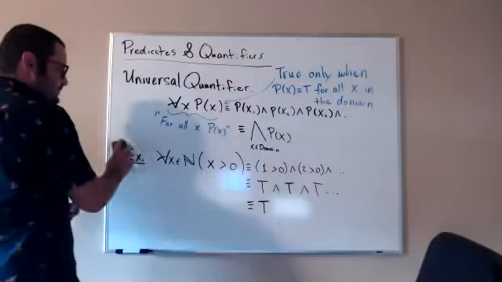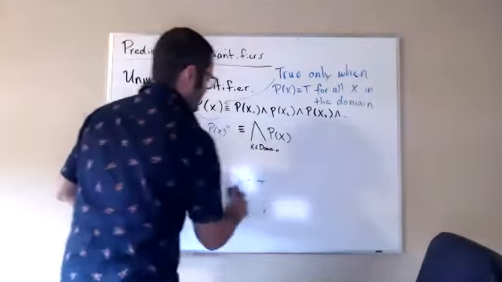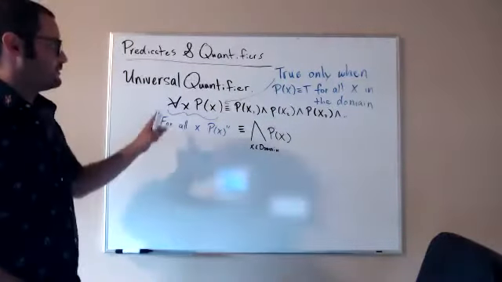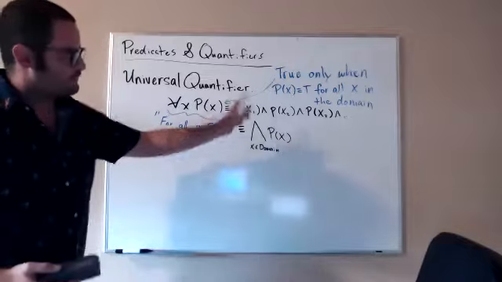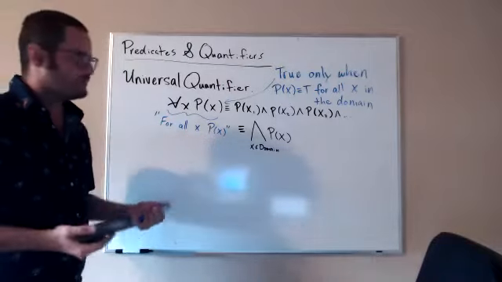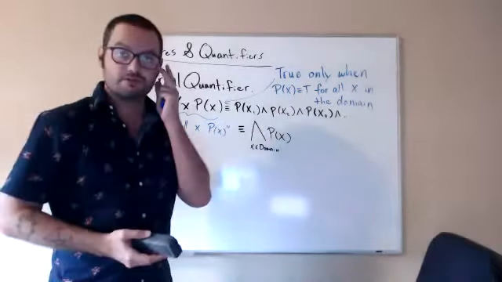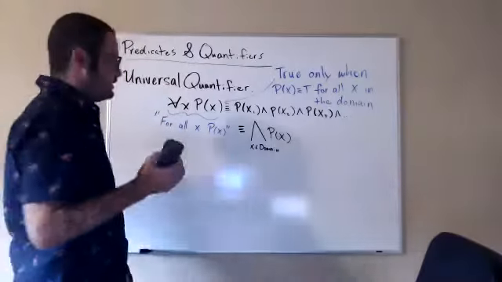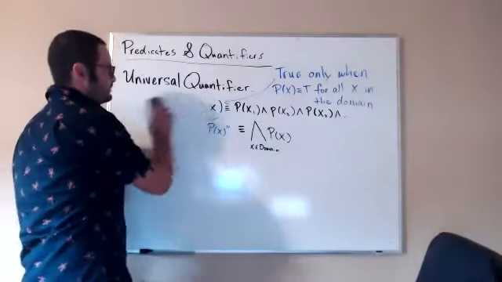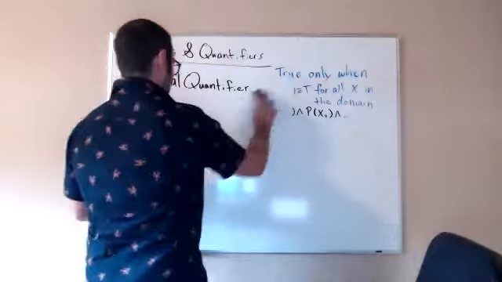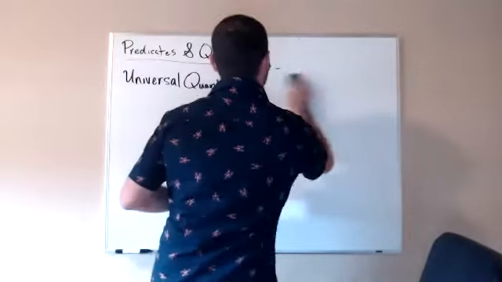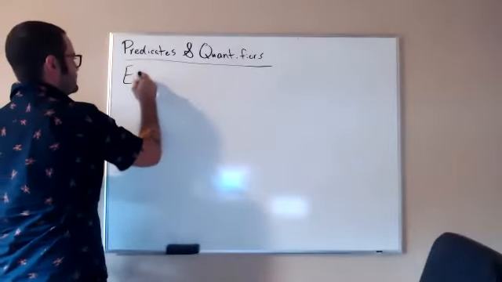Okay, that's the universal quantifier. For all x, P of x, true, but only when they're all true. And the way that I remember is just think of it as a big conjunction of all the elements in the domain. And so next, we have the existential quantifier.